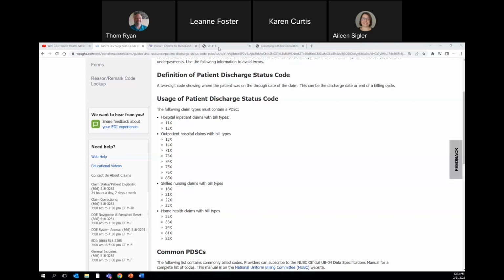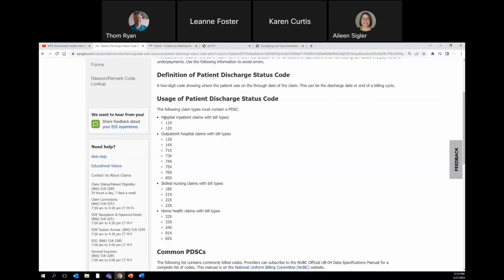Make sure, again, Aline did mention this, but I did pull this article up. And again, if you're billing on any type of hospital claim, and these are the different types, whether it's outpatient or inpatient, and observation care falls under this claim type, then yes, you need a patient discharge status code. Yes, you will. Now, as Aline said, the edits and audits are a little different, right?